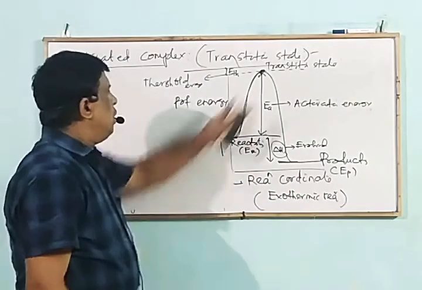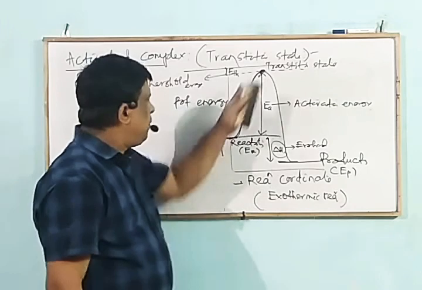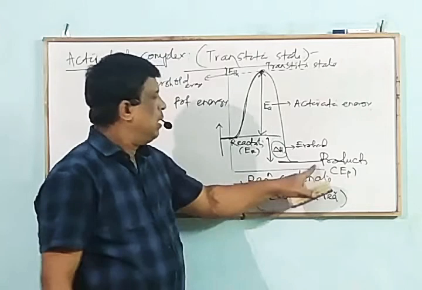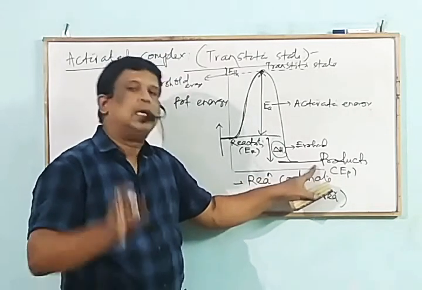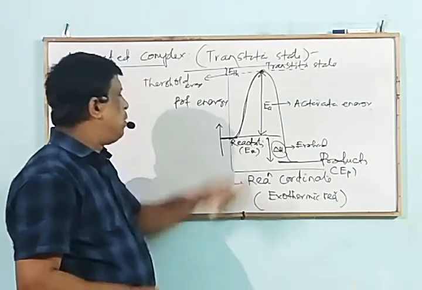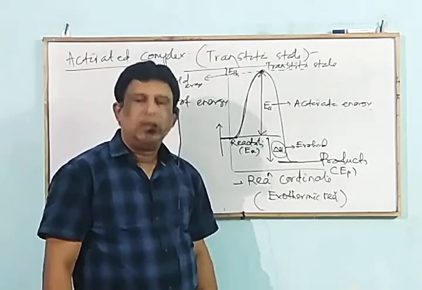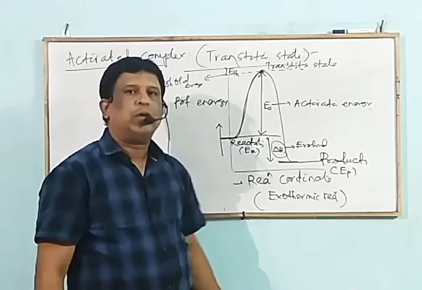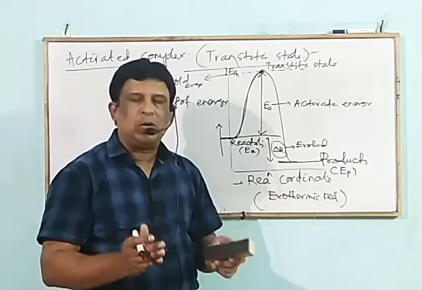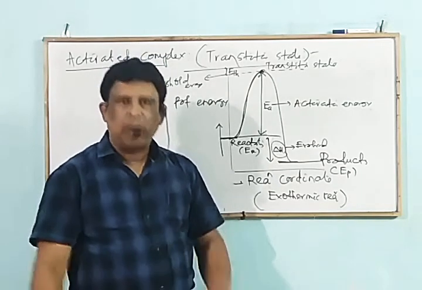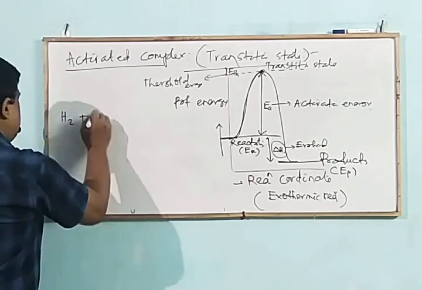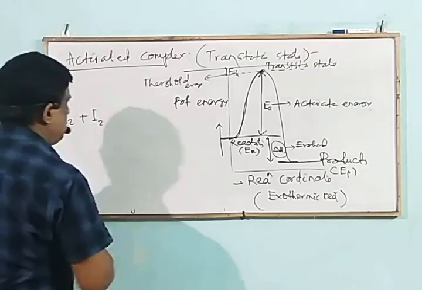Come to the point. The important thing, the second point, is that if this activated complex moves forward, if the reaction moves forward, then it brings about the product. Otherwise, the chance is that it decomposes to bring about the initial reactants. So in order to understand this, I will describe one equation, the combination of hydrogen and iodine to form hydrogen iodide. Mark that. H2 plus I2 gives rise to 2HI.